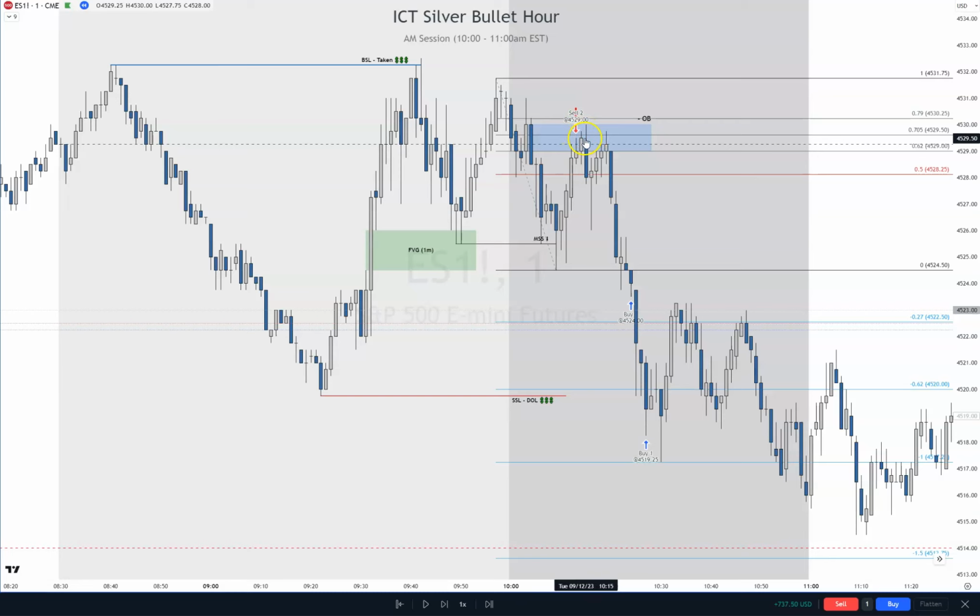We're above equilibrium. We looked and saw that there's really no fair value gaps up here, there's just an order block. Well, the order block lined up perfectly in an optimal trade entry zone. So we took a short, and then our target was this low here. So we took it, and at 60% we took our partial, and then we got our full TP. And that was your silver bullet for Tuesday, September 12th.